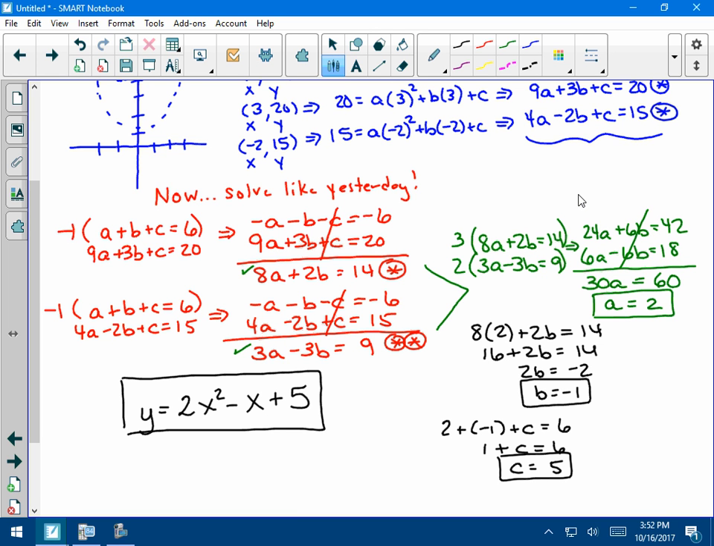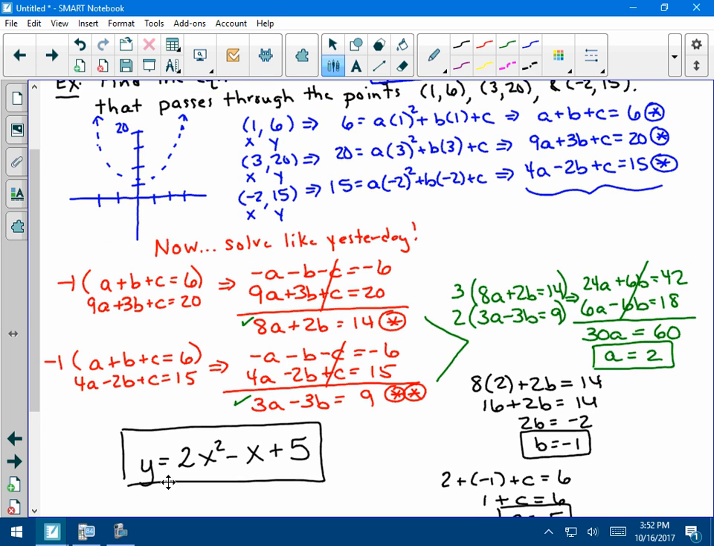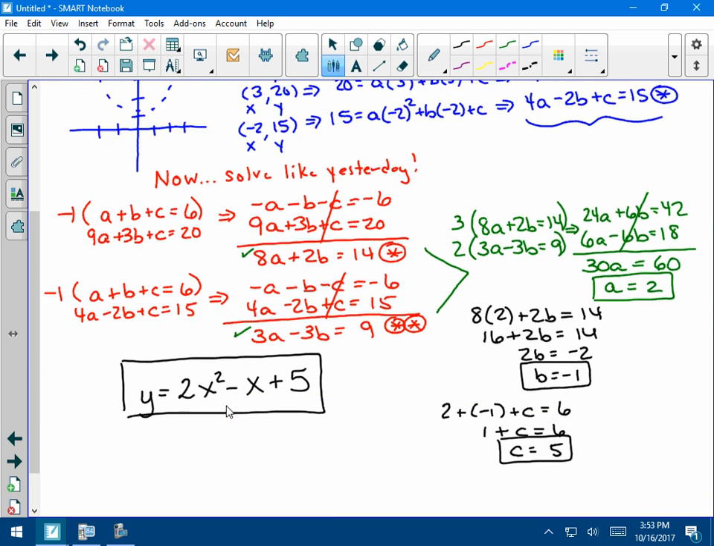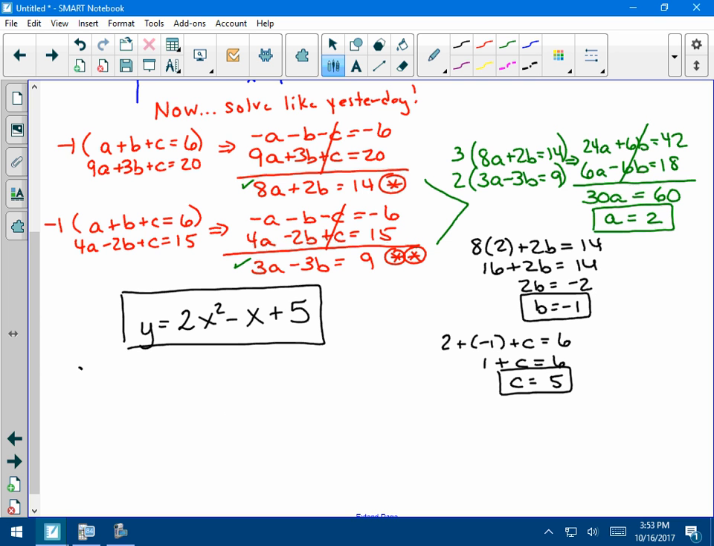Okay, so hopefully that made sense. If I wanted to check real quick, there's a way I can do it with my calculator. If that's a parabola, supposedly these 3 points are supposed to be points on that parabola. So as a quick check, go to your calculators and go to y1, put in 2x squared minus x plus 5.